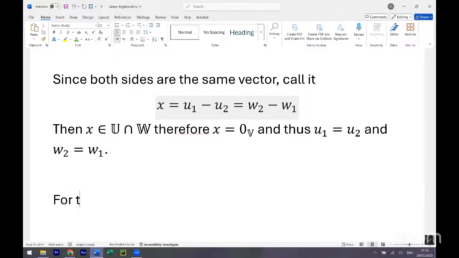For the other direction, homework. If there is a unique pair, then it must be a direct sum. Nothing could be in the intersection. Try to do it as homework.